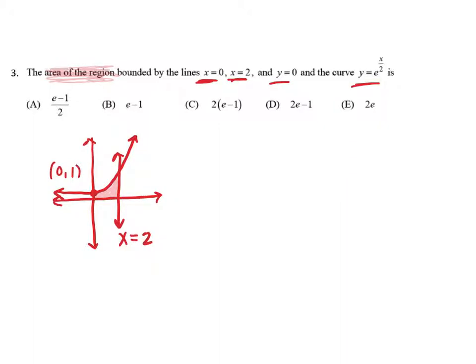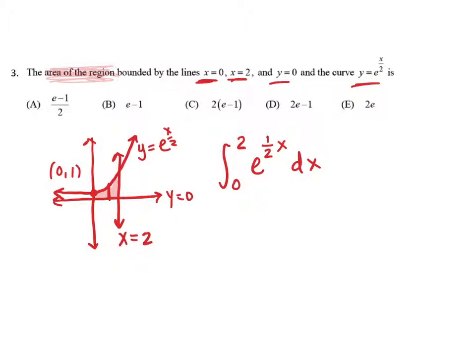So we need to integrate this. Our limits of integration, well, it's going to be from 0 to what? 2, 0 to 2. And then we're just integrating top minus bottom, so that's y equals e to the x over 2 minus y equals 0. So top minus bottom is just e to the, and I would rewrite that to be 1/2 x because it just looks better.